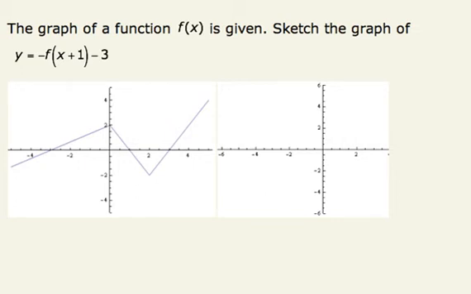The first thing we're going to do in modifying this function is to look at what the effect of x plus 1 is. This x plus 1 inside the parenthesis indicates a shift to the left of 1 unit. So if I take every point on this graph and shift it to the left 1 unit, we're going to have a point here. This point will move over 1 unit. This point will move over 1 unit. So we're going to get a graph which looks like this.